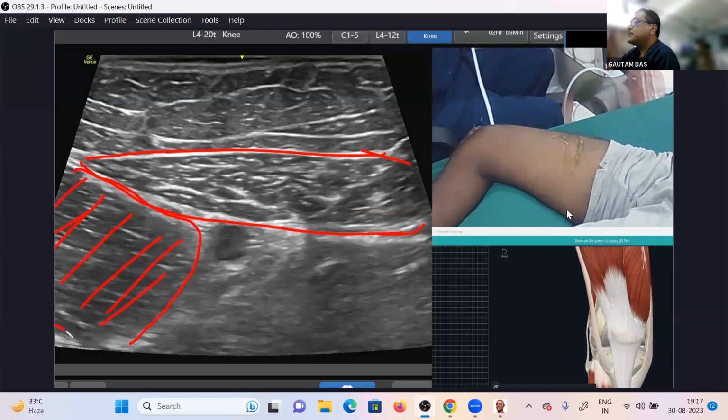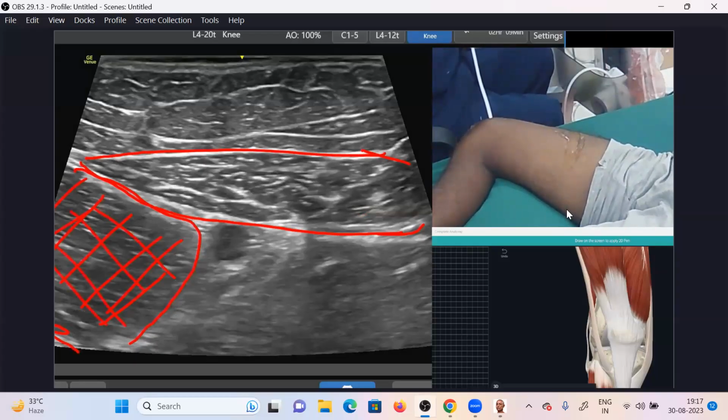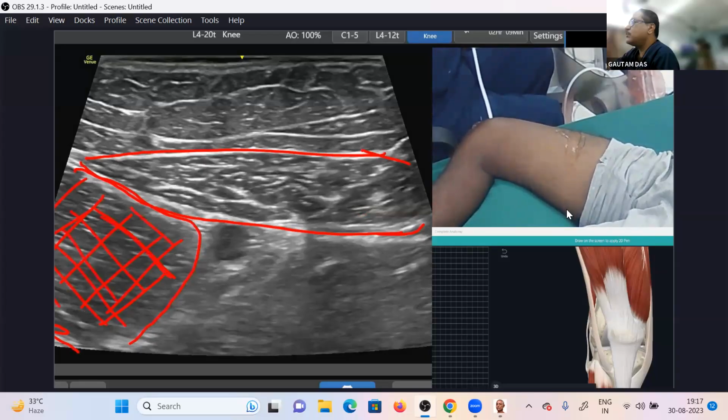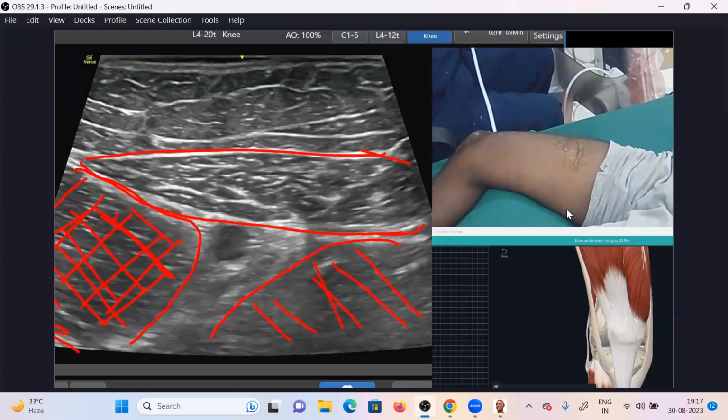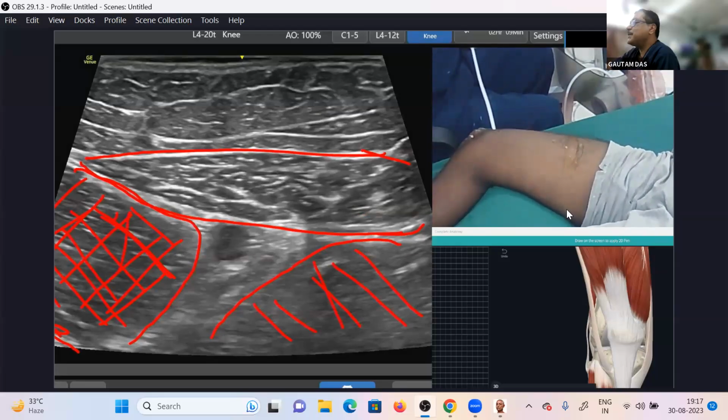This is your femur. What is this? Adductor magnus. No. Adductor magnus is here. Longus and magnus. So what is this? Vastus medialis. Medialis. This is the femur. I told you, this is the femur. So this is your vastus medialis. This is your sartorius. This is your adductor, and this is your adductor canal.